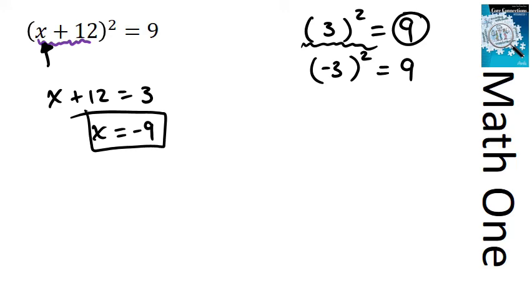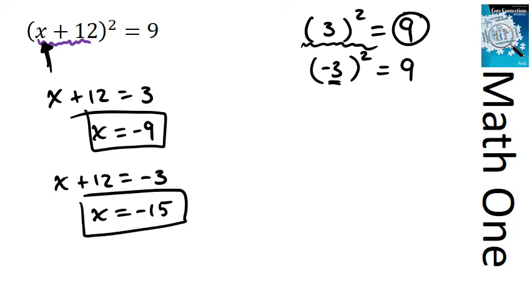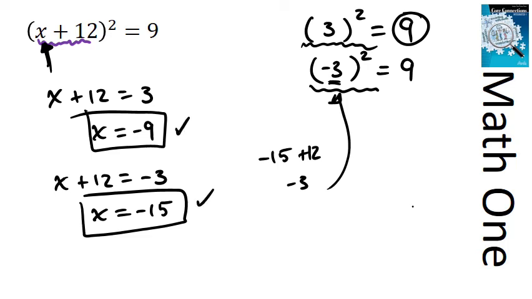The other answer is maybe even more surprising. If I have x plus 12 and I want that to be negative 3, because again, negative 3 squared is also the number 9, I could take away 12 from both sides and I would get that x is equal to negative 15. So if I plug negative 15 in for x, I end up with negative 15 plus 12, which is a negative 3. And again, we've seen that if you take negative 3 and you square it, you get the number 9. So my solutions here are x can be negative 9 and x can be negative 15.